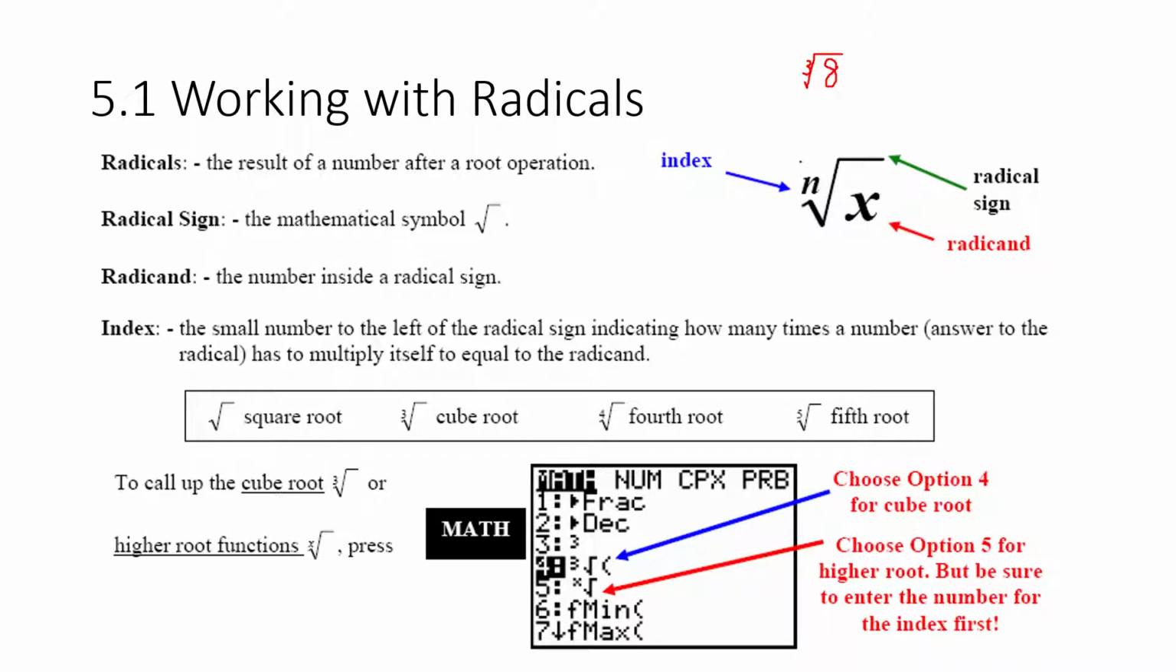We typically don't write the index if it is a square root. So if this is to the second root, we won't write the 2. If it's anything above a 2, we need to write to what root we are taking the radicand to.